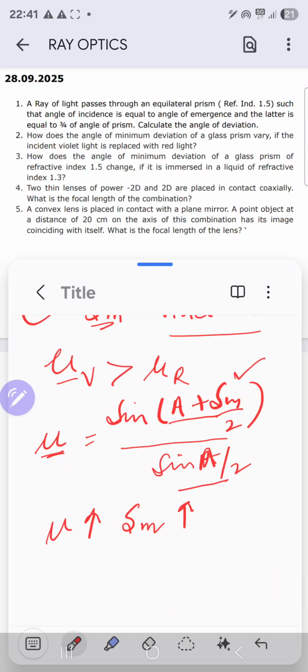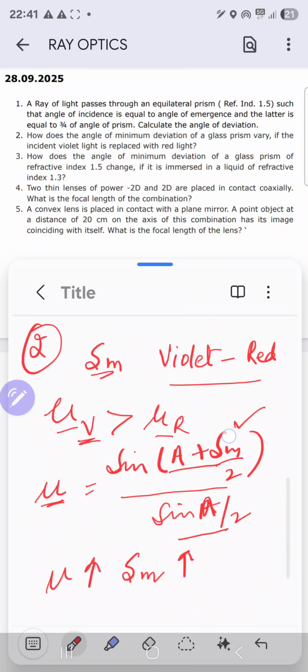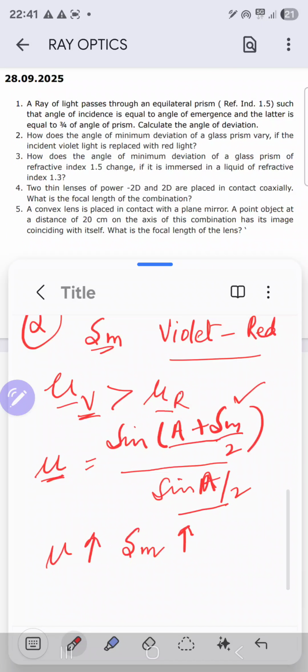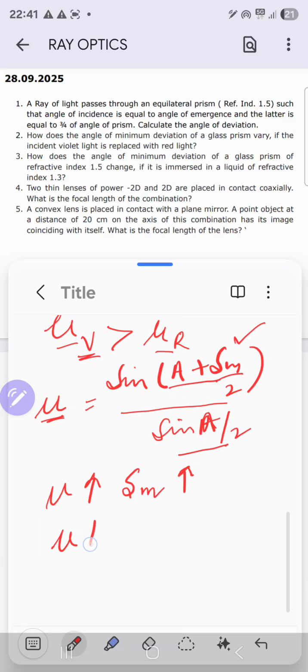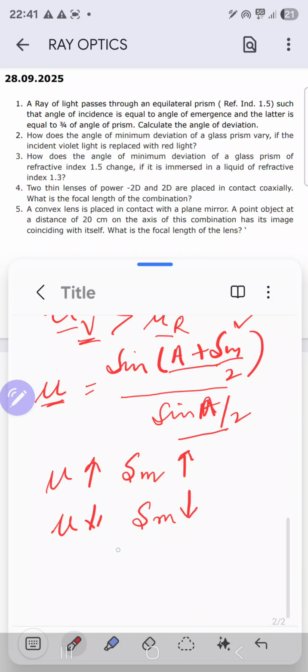So the angle of minimum deviation would be increased if we are using violet light, and here violet is being replaced with red. So it means the refractive index is decreasing. If the refractive index is decreasing, then delta m, or the angle of minimum deviation, has to be decreased. Using this explanation, we can say that mu r, the refractive index for red, is less, so the angle of deviation would also be less. So delta m will be decreased.